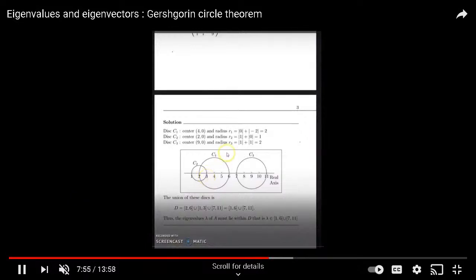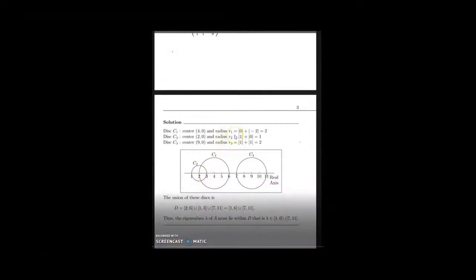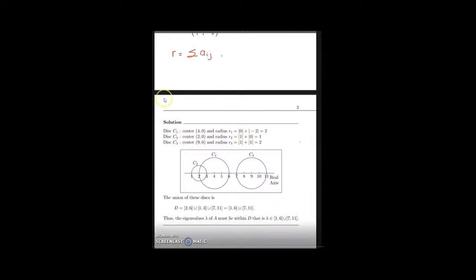In this case, we know the centers of the circles are a_ii: A11 is 4, A22 is 3, and A33 is 9. You can see here the radii are R1 is 2, R2 is 1, and R3 is 3. So from here you can find the boundary of each circle.